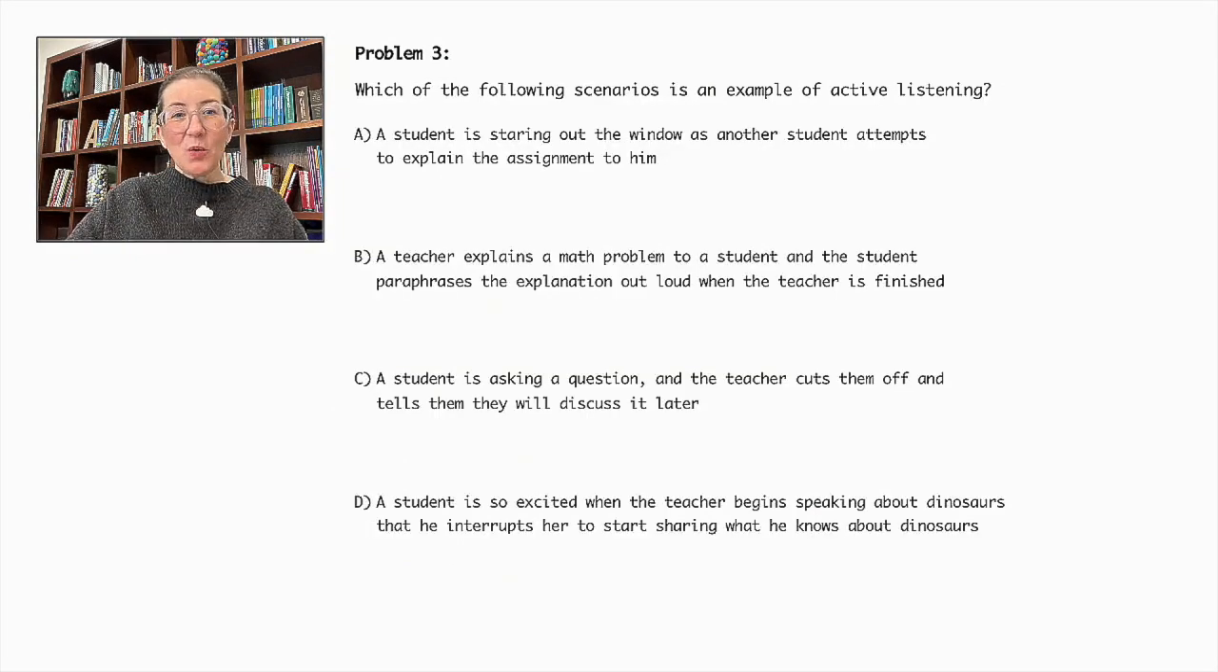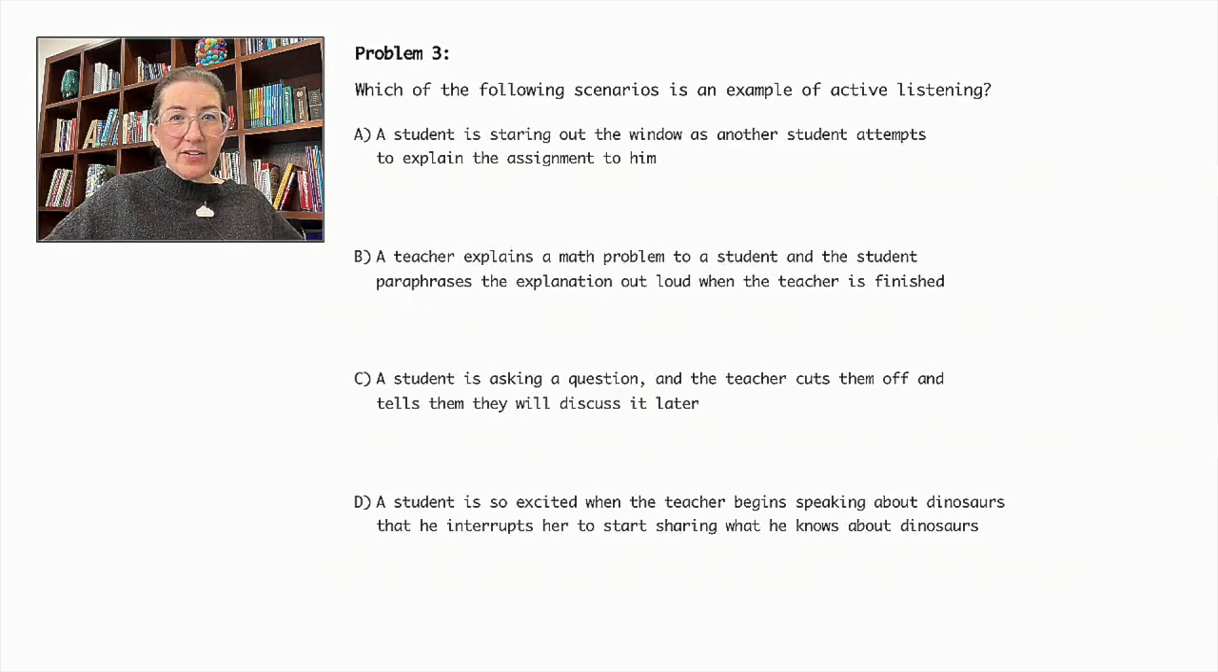Problem number 3. Which of the following scenarios is an example of active listening? A student is staring out the window as another student attempts to explain the assignment to him. A teacher explains a math problem to a student, and the student paraphrases the explanation out loud when the teacher is finished. A student is asking a question and the teacher cuts them off and tells them they will discuss it later. Or, a student is so excited when the teacher begins speaking about dinosaurs that he interrupts her to start sharing what he knows about dinosaurs.